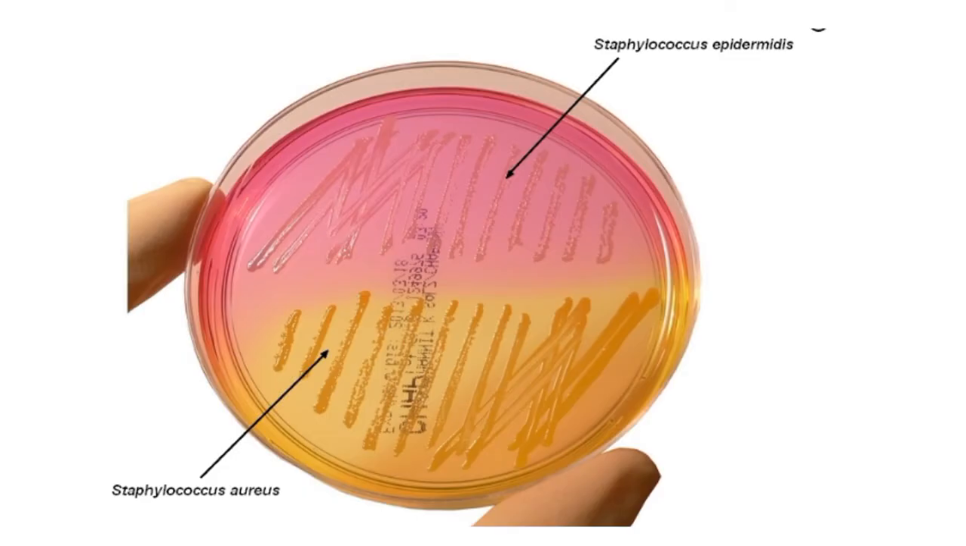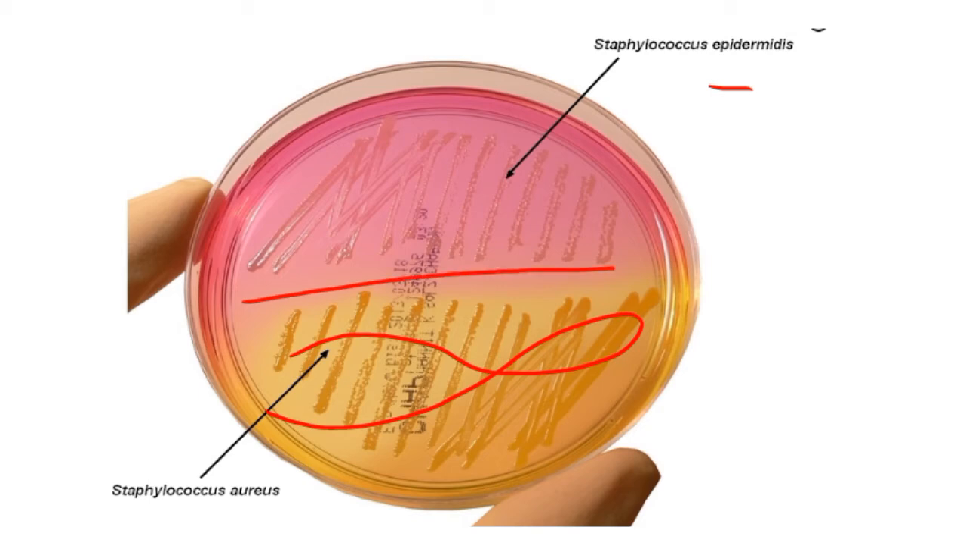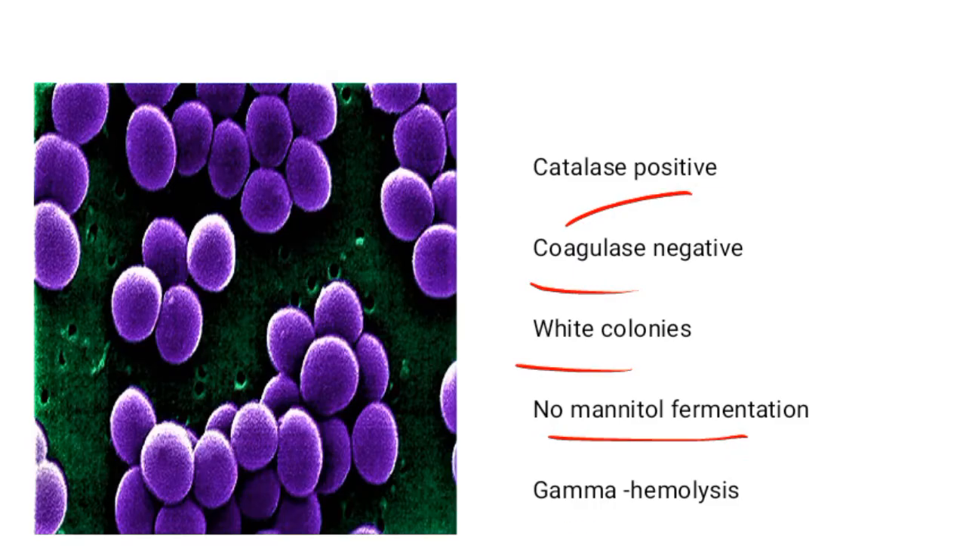As you can see here, this is epidermidis, but saprophyticus also shows no mannitol fermentation. And this is the Staph aureus, where there is mannitol fermentation, and hence the color has changed as the mannitol has been consumed. While Staph saprophyticus does not consume mannitol, meaning it does not ferment it, and hence the color remains pink.